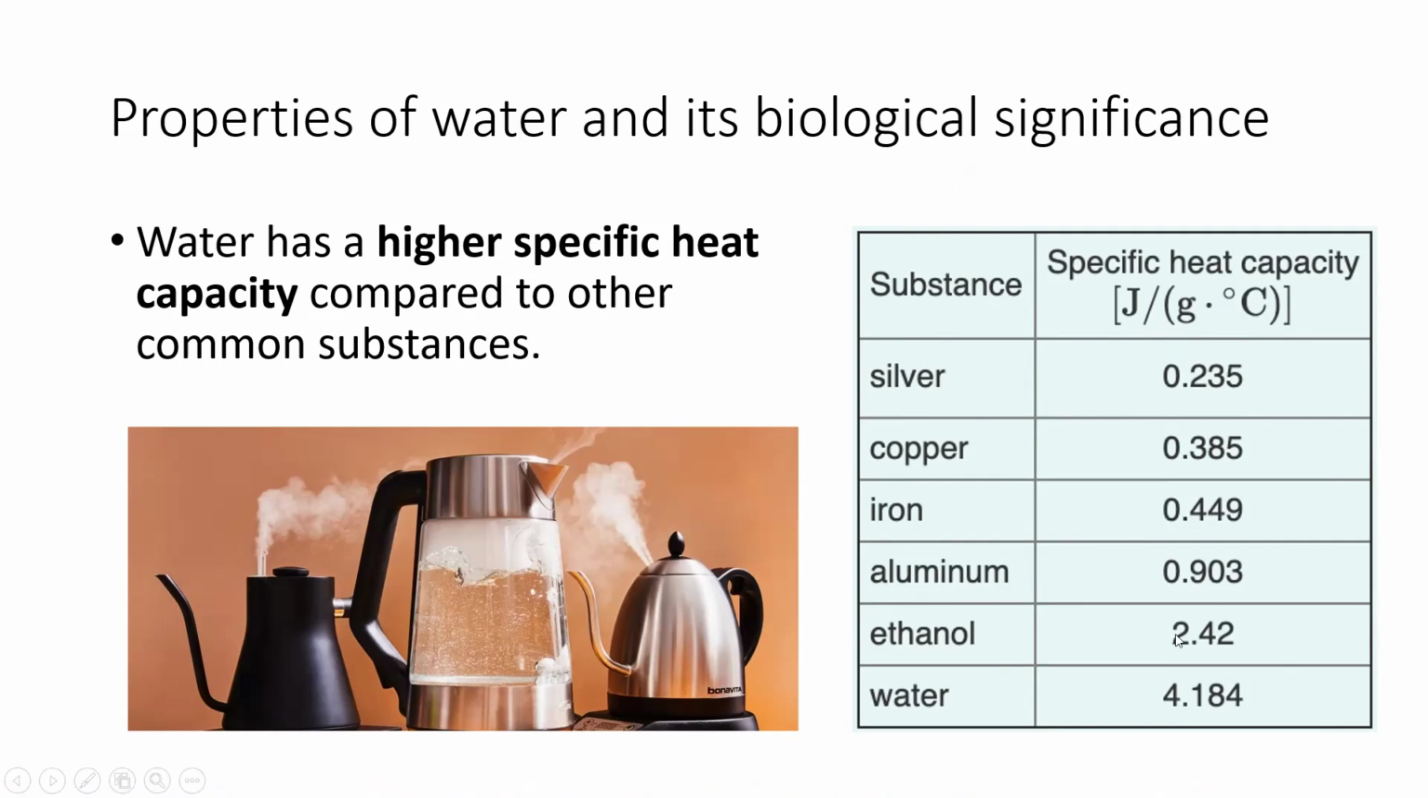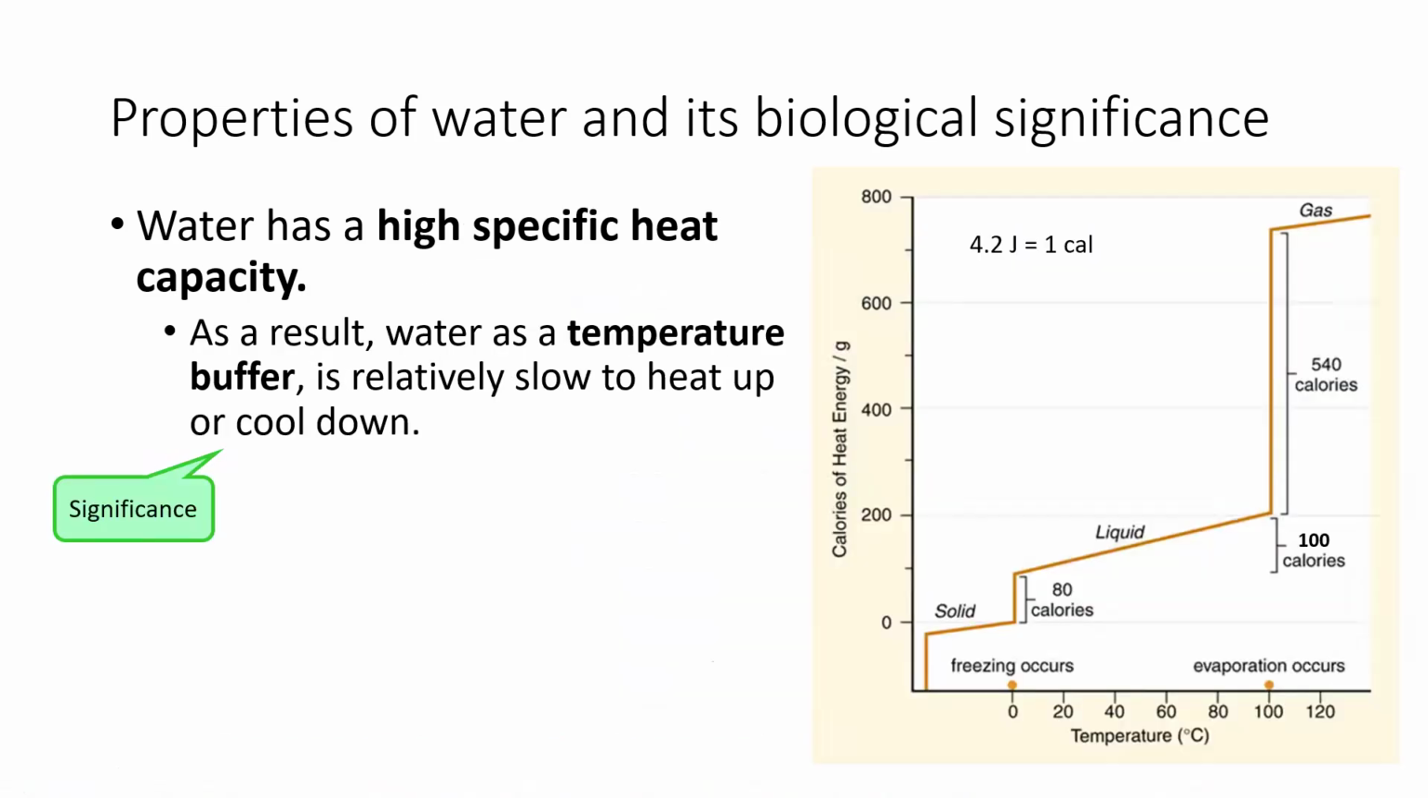So you can see they compare water with other metals like silver, copper, iron, aluminium, and ethanol. Water has a higher specific heat capacity. You can try the activity when you are boiling water: the kettle becomes hot faster than the water. So this shows that water has a higher specific heat capacity compared to other common substances.